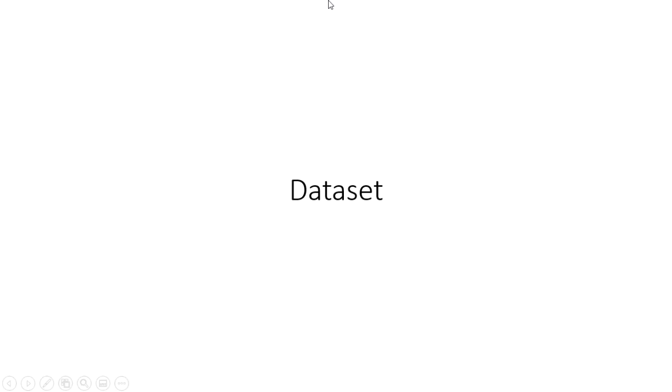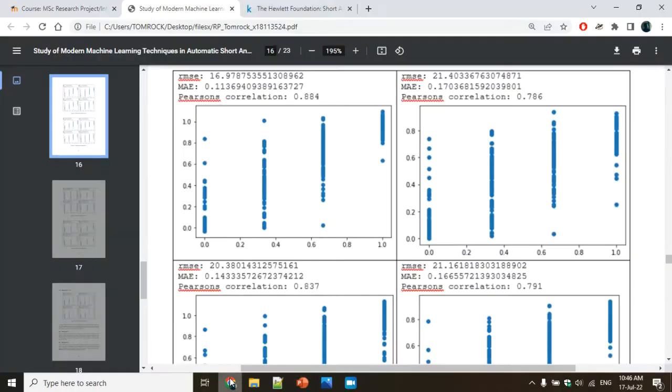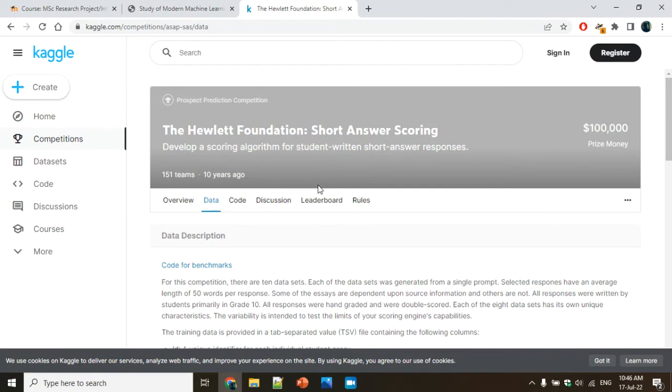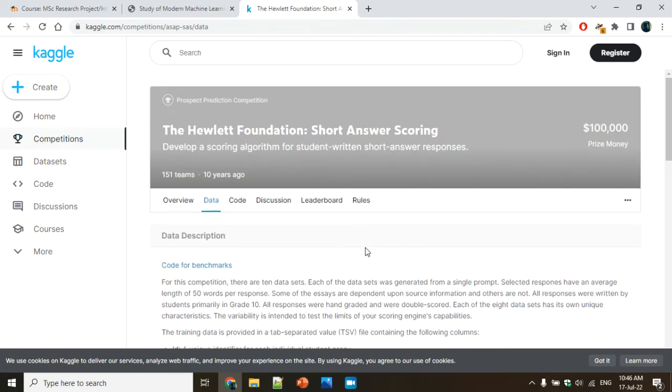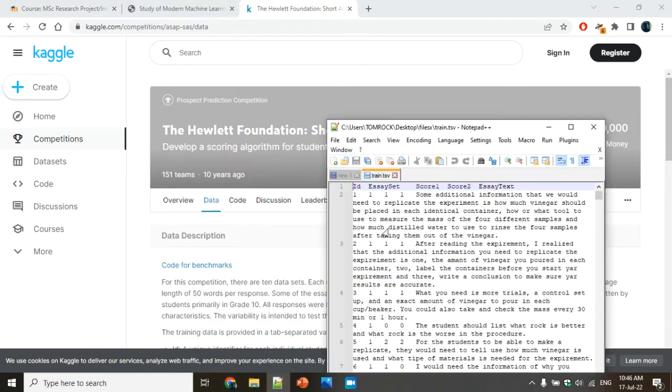Now let's talk about our data set. Our data set is the Hewlett Foundation short answer scoring data set, grade 10. It was used for a Kaggle competition. It's a public data set, so we don't have any GDPR concerns. This is a public data set, and it looks like this.